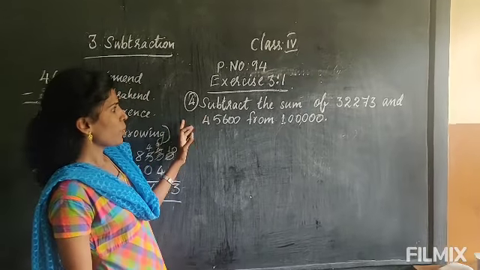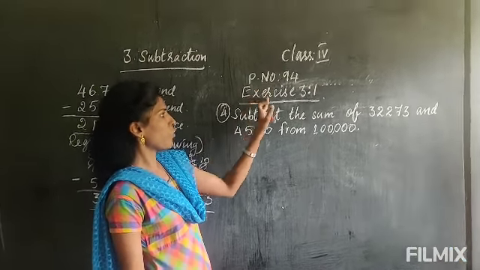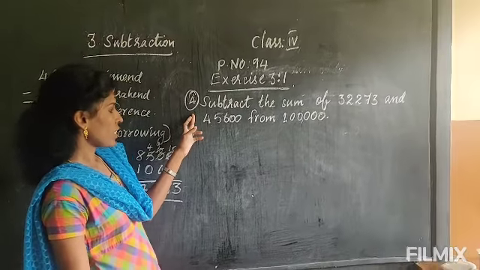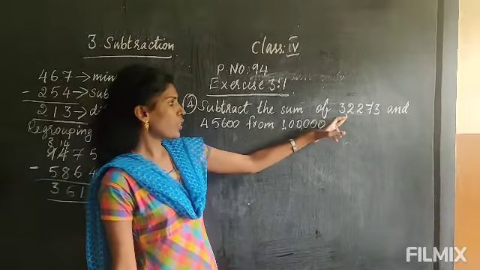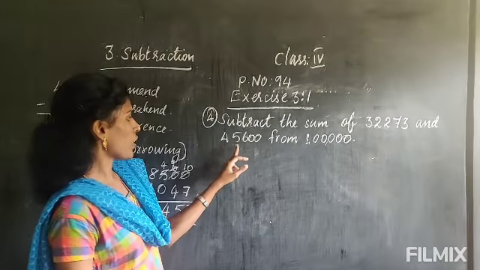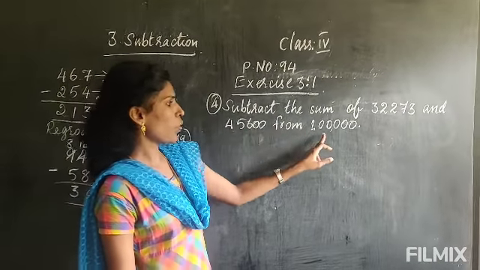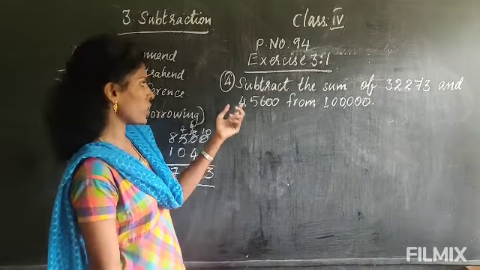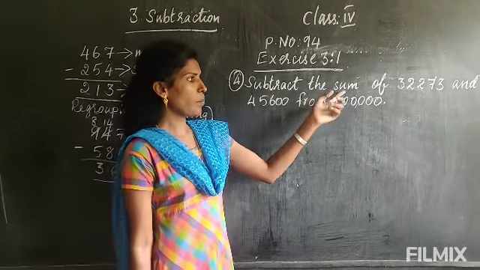Now let me give an example from the exercise. It is on page number 94, exercise 3.1. The fourth sum is given: Subtract the sum of 32,273 and 45,600 from 1 lakh. See here, subtract is given, sum is given. Both are opposite. Subtract means minus, sum means plus.